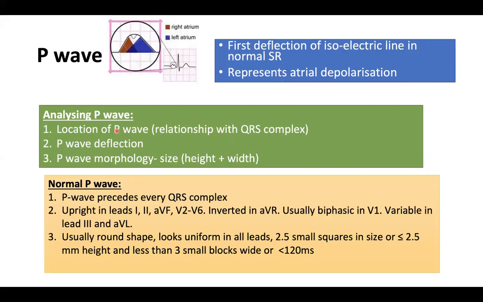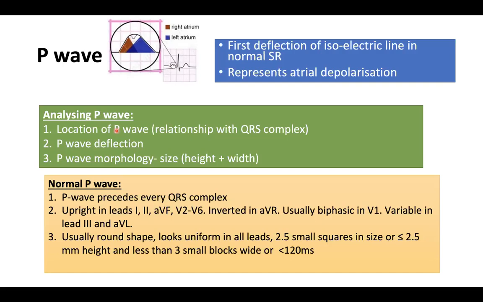In terms of analyzing the P wave, you need to firstly look at the location of the P wave. What I mean by this is, is there a P wave before every QRS complex? And is every QRS complex followed by a T wave and then a P wave? Okay. And then in terms of the P wave deflection, is the P wave positive where it should be positive, and is it negative where it should be negative?